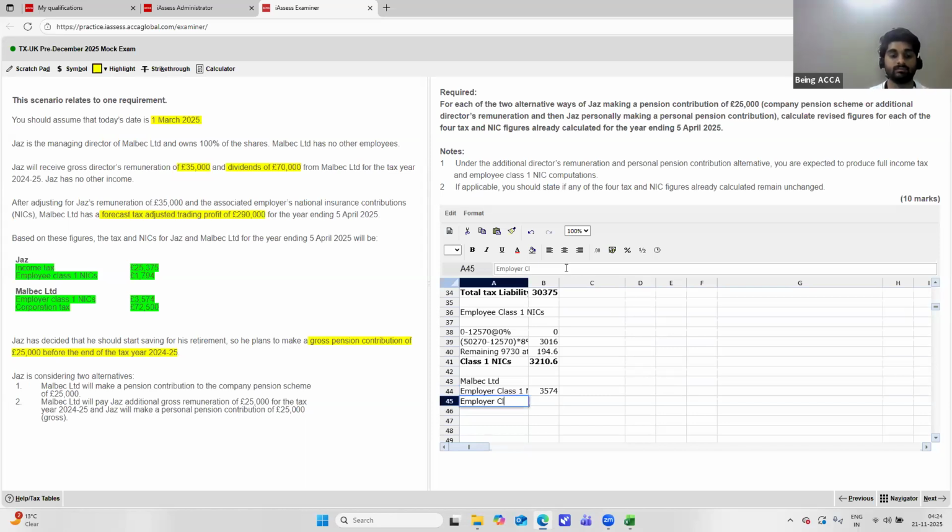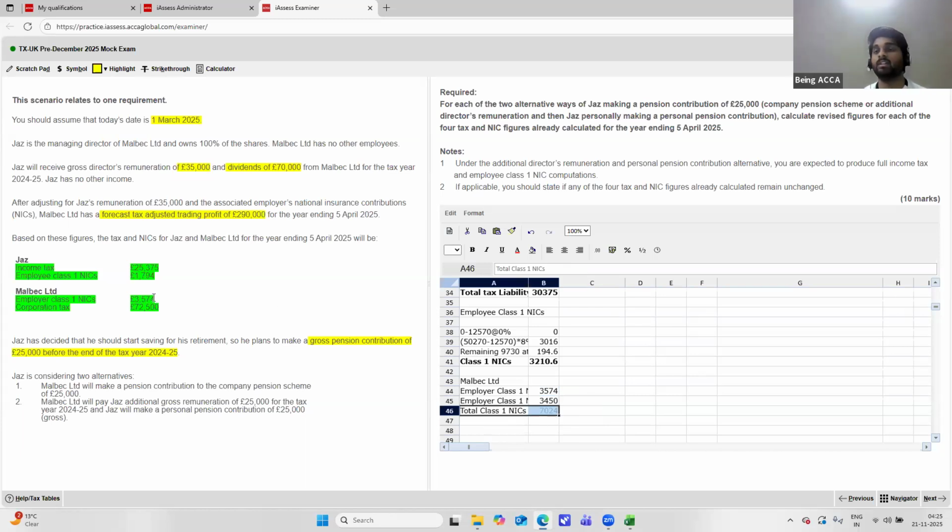Employer class 1 NICs on further remuneration of 25,000. Of 25,000, how much is that leading up to? That is equal to 25,000 into 13.8%, giving the total class 1 NICs to be the sum total of both these figures, making it a total of 7,024.